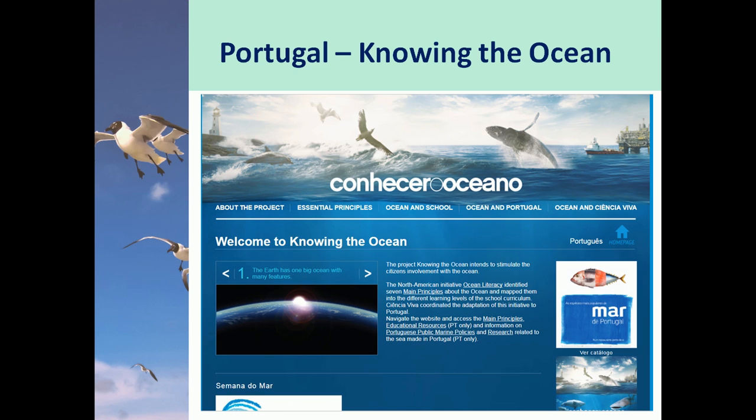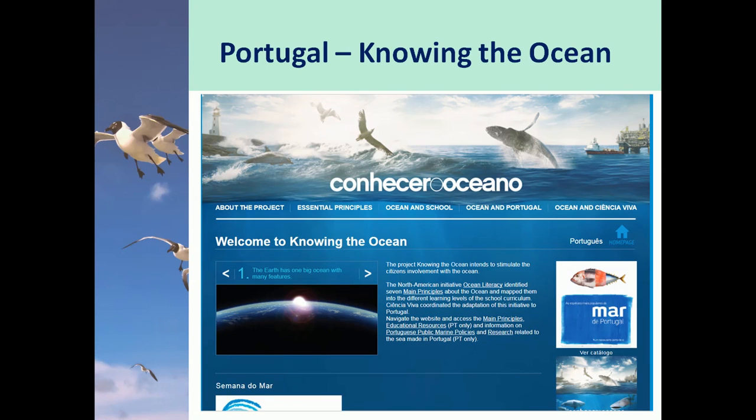Conhecer o Oceano, or Knowing the Ocean. In 2011, the Portuguese National Agency for Scientific and Technological Culture launched a version of the ocean literacy principles linked to the Portuguese science curriculum.